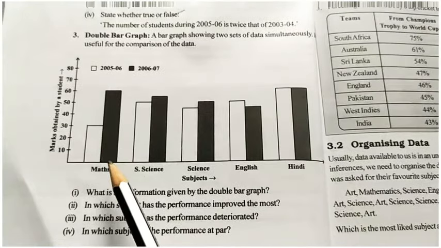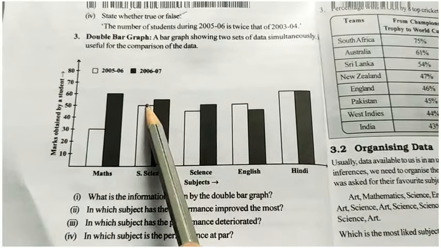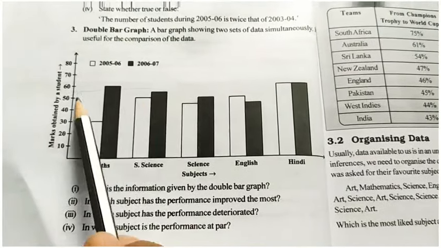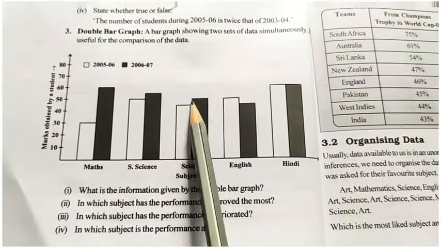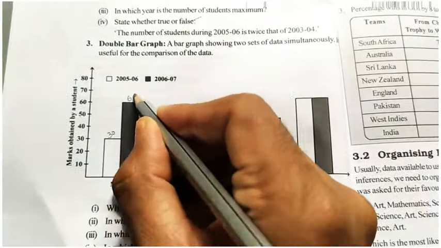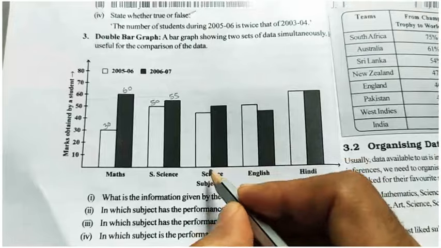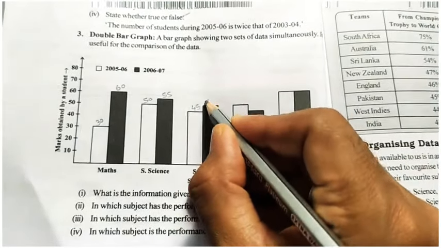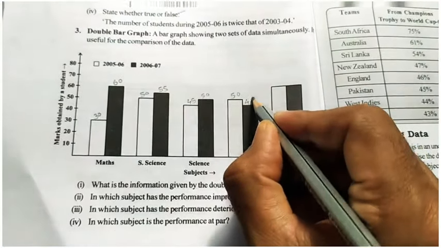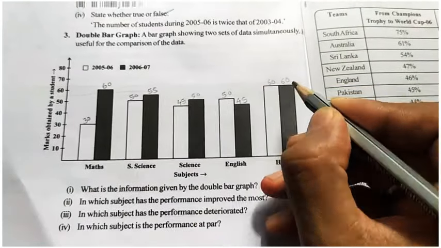Okay, so observe the bar graph. First maths: earlier it was 30 and now it becomes 60. Then 50 to 55, which is in the middle, so you can take it as 55. Here 45 to 50. For your understanding you can write 30 to 60, it is increased. Here 50 to 55, and science 45 to 50, and English 50 to 45, decreased. And Hindi was equal, 60 and 60.